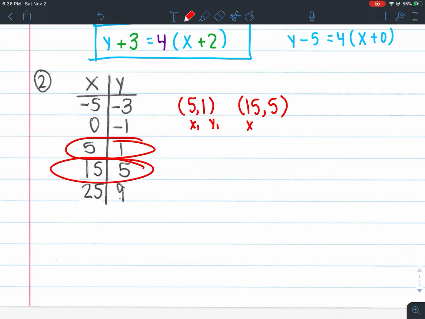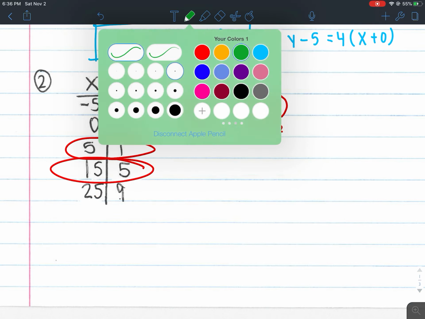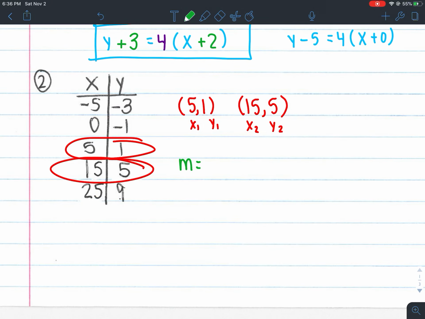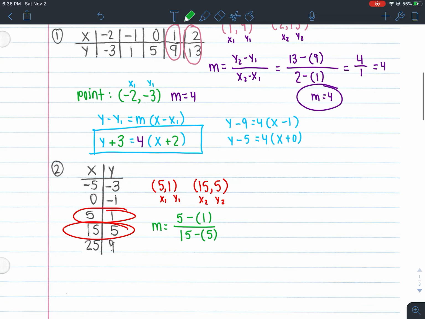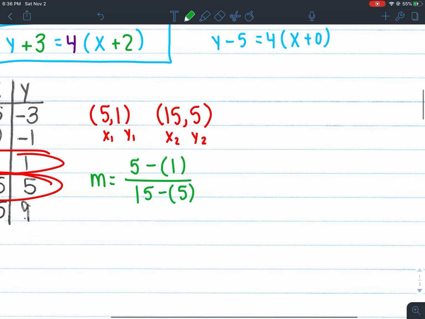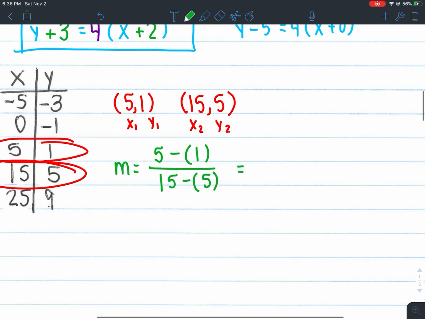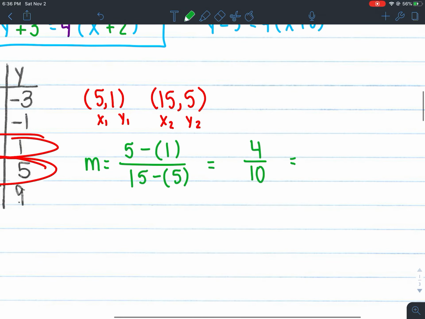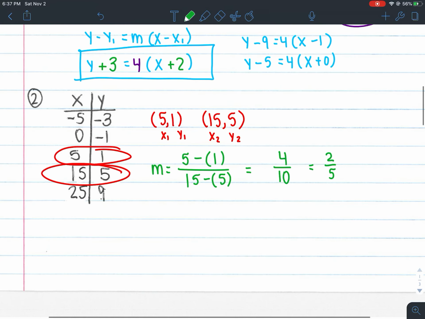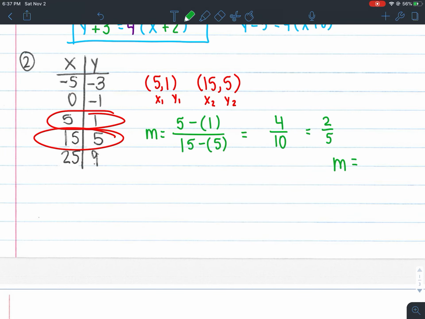All right, so that's x1, y1, x2, y2. So my m is going to be 5 minus 1 over 15 minus 5. Okay, so I plugged it into that slope formula that I have up there, okay? And that's going to equal 4 over 10. Now, 4 over 10 can simplify to 2 over 5. So my slope here is 2/5.